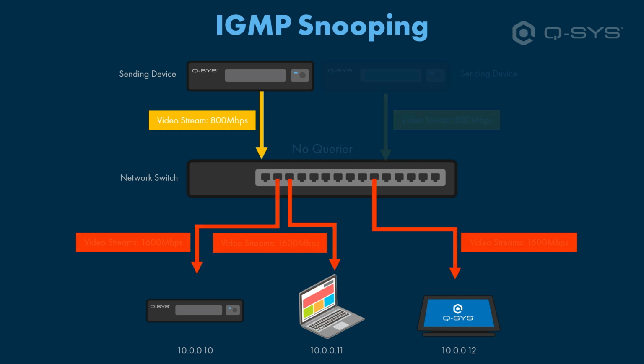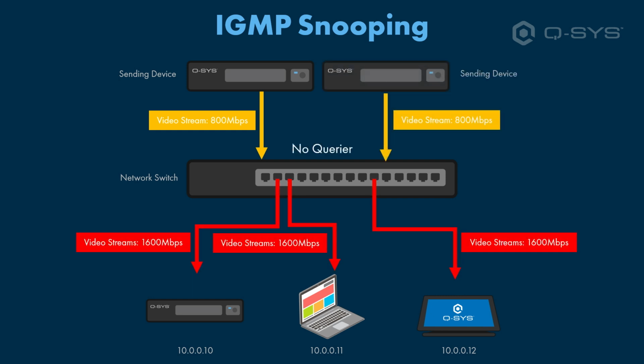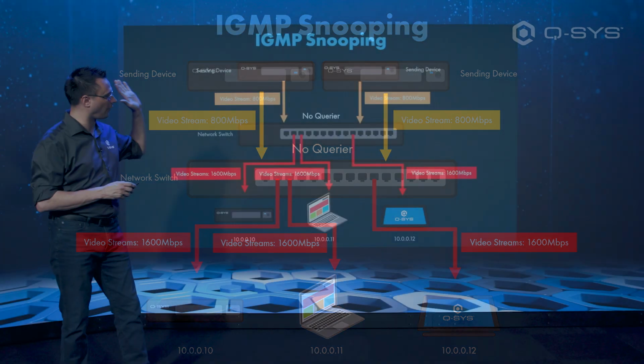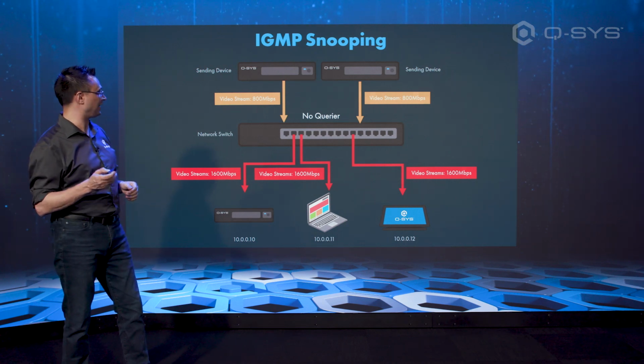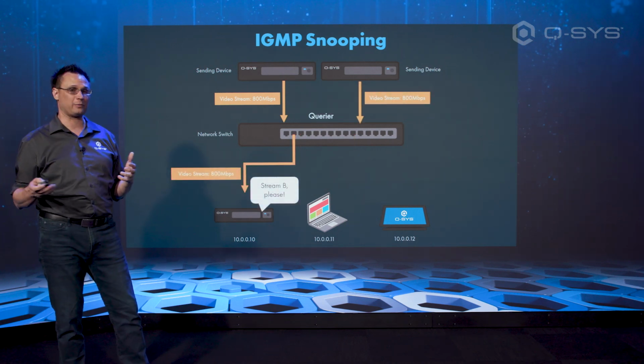You can see that without this, if we put another sending device on the network, we have another 800 megabit per second video stream coming in. Again, we're already flooding all of these devices with just way too much traffic that they did not want. That's when we don't have the querier.